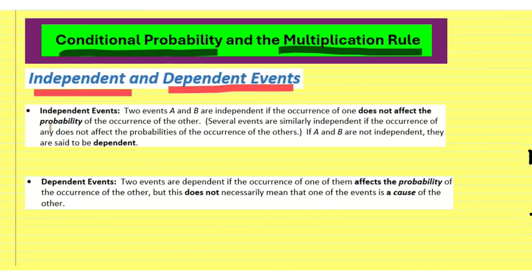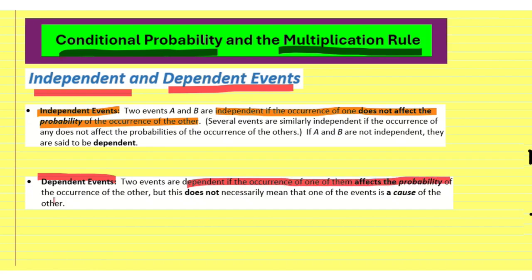Our information here tells us that events are independent if the occurrence of one does not affect the probability of the occurrence of the other. And it also tells us that events are dependent if the occurrence of one of them affects the probability of the occurrence of the other.